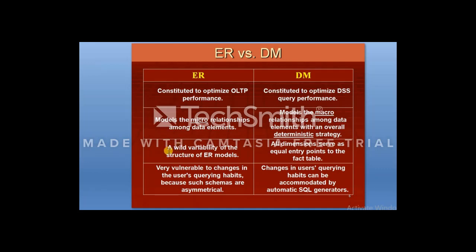The third difference between ER and dimensional modeling is the wild variability of the structure of ERD models. Again, we discussed that for a scenario there can be multiple variations of an ER model, developed by multiple database developers. But when we talk about a scenario of a retail company in a dimensional model or decision support system, we look at one very simple schema called a star schema, in which the dimension names can vary, but the schema will be the same.